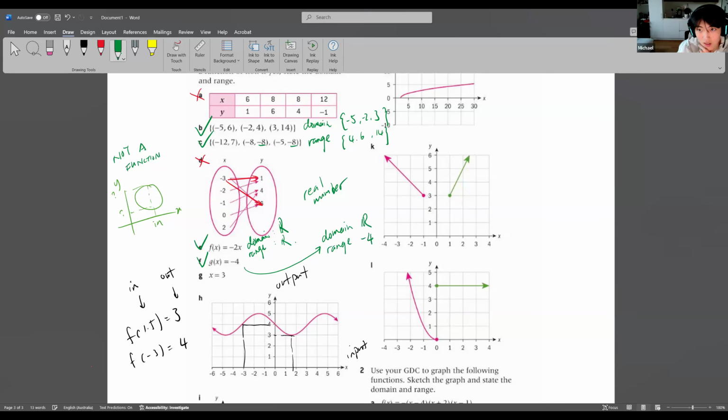Did anyone else get this, or did everyone fail? Did everyone get -4? Yeah, well, I don't know. Oh, nice. That's good, because it's pretty hard. I don't expect you guys to get that one correctly straight away. All right, G. Anyone? Not a function. Why? Because x is. Actually, I have no clue.